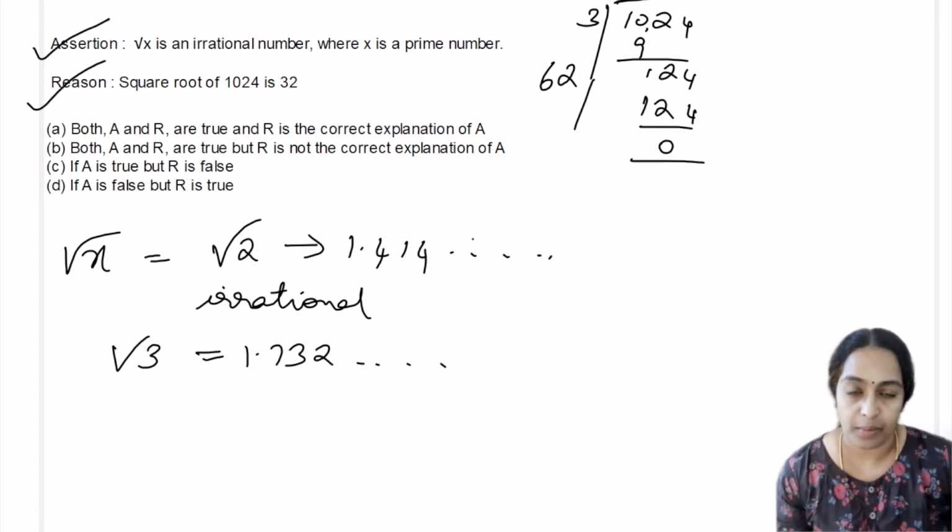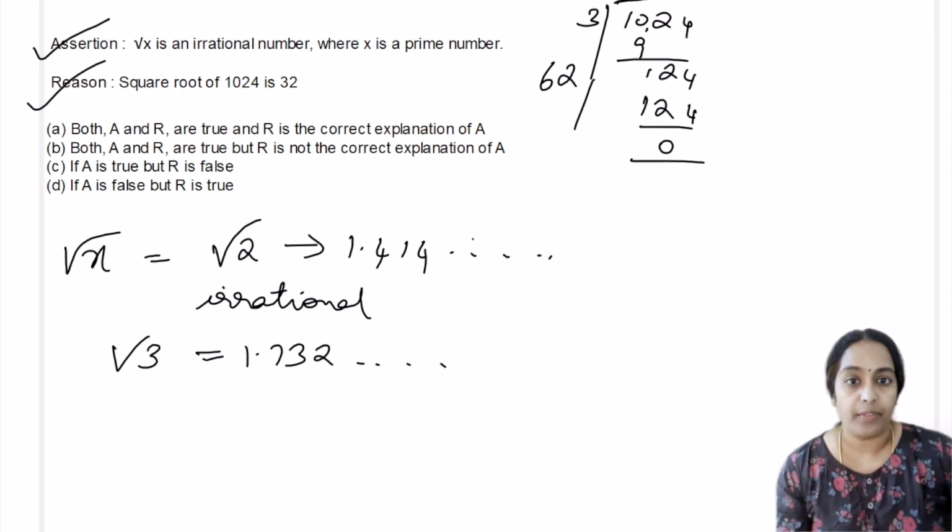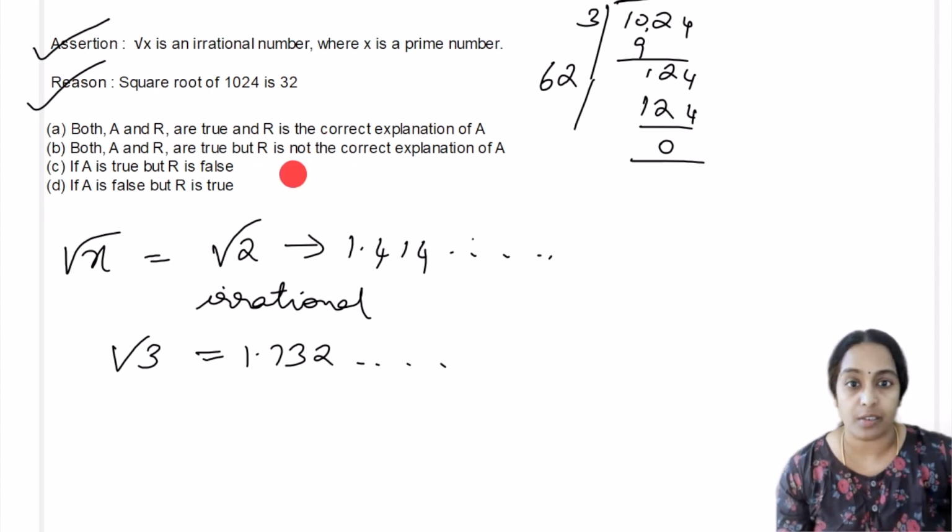As I told you in the previous question, when both assertion and reason are correct, you have 2 options. Reason is the correct explanation for assertion, or reason is not the correct explanation for assertion. Look into the question again. Is reason the correct explanation for assertion? No. Assertion statement is talking about a prime number x and the square root of it. Reason statement is talking about the square root of 1024, which is a composite number. So reason is not the correct explanation for assertion, which is option B, the correct answer.